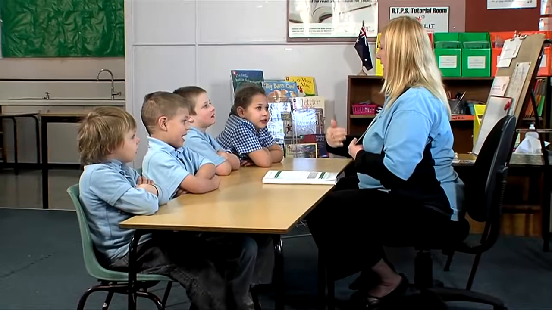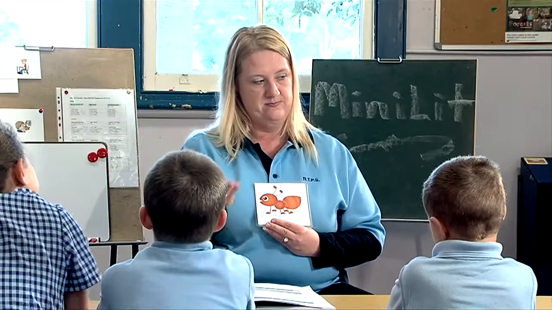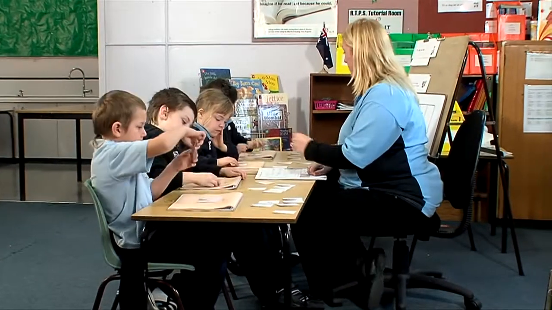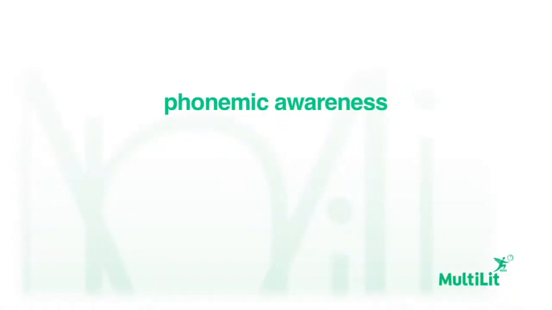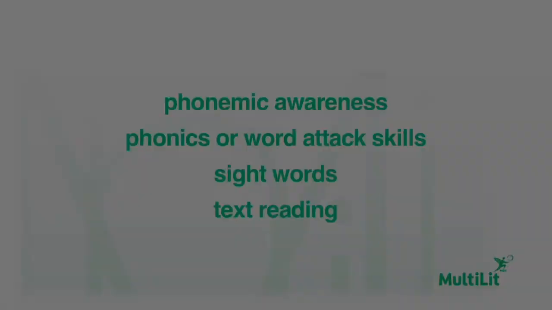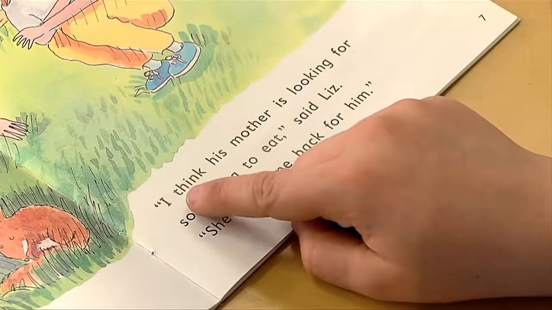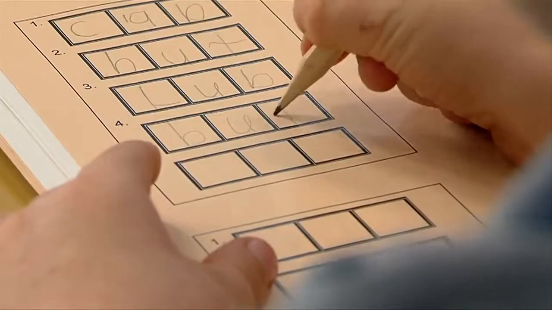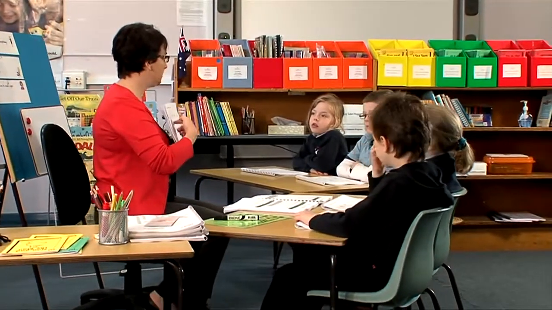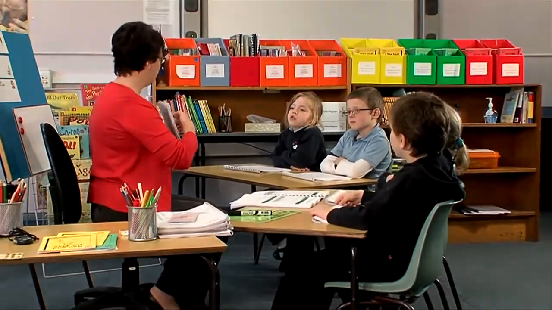The sounds and words activities comprise up to 10 short, carefully sequenced tasks that take about 30 to 40 minutes to complete. They cover phonemic awareness, phonics or word attack skills, sight words and text reading. The activities are divided into discrete reading, listening and spelling tasks. Each task takes between 2 to 8 minutes to deliver, depending on its length and complexity.